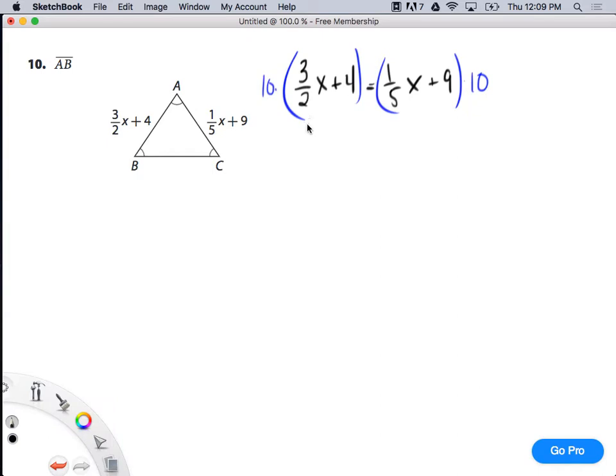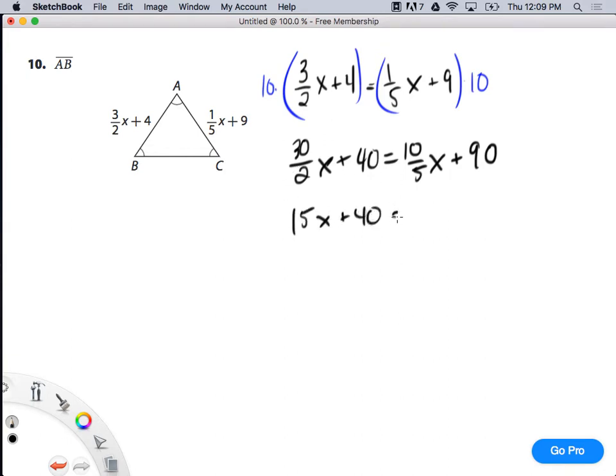10 divided by 2 is 5. 5 times 3 is 15. That was a very fast way of doing it. Or you could do 10 times 3 is 30 over 2x plus 10 times 4 is 40 equals 10 times 1 is 10 over 5x plus 9 times 10 is 90. 30 divided by 2 is 15x plus 40. 10 divided by 5 is 2x plus 90.